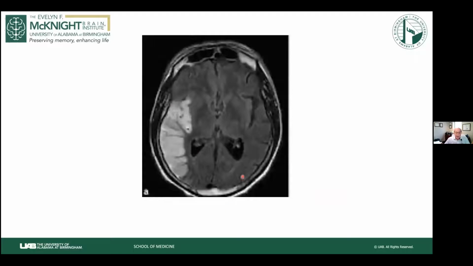So here we have a very large stroke. Now this is on the right side of the brain. This is a FLAIR image, and the difference between a FLAIR and a T2 is that on a FLAIR image, the pathology comes out bright white, as does a T2, but the CSF remains black. So if you're going to look at lesions, FLAIR is really the best one to use.